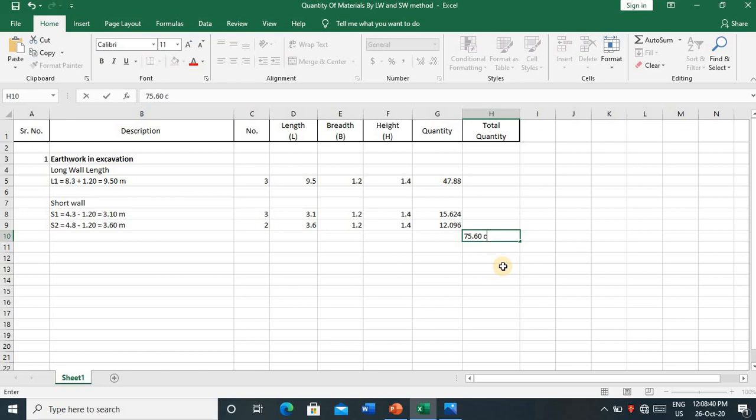Meter cube, because the quantity is in 3 dimensions. See, length, breadth and height, all these 3 dimensions are there. That is the reason your quantity will come in cubic meter.